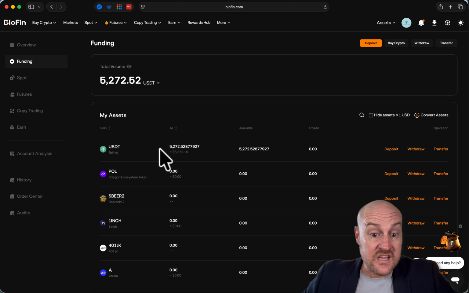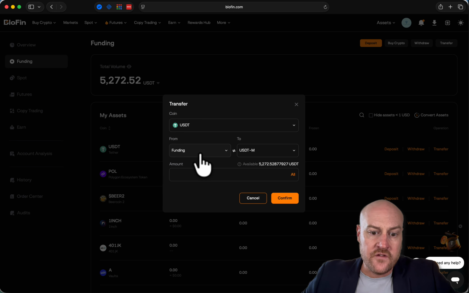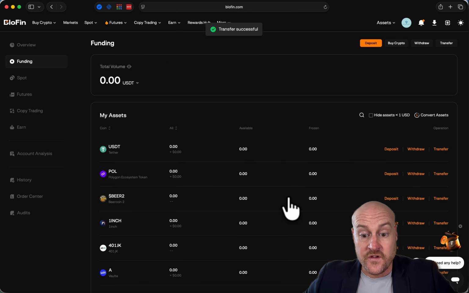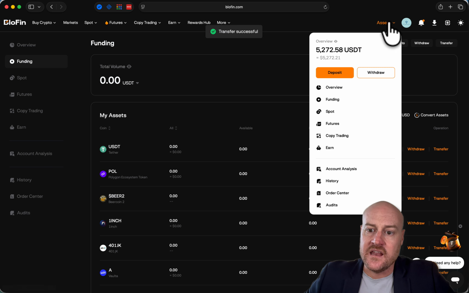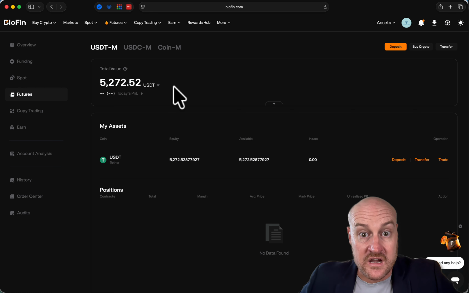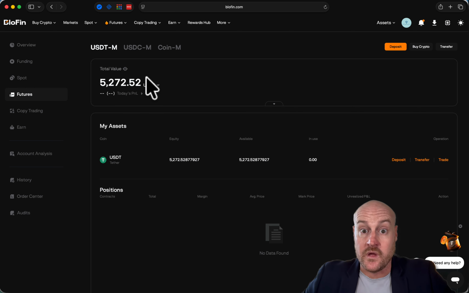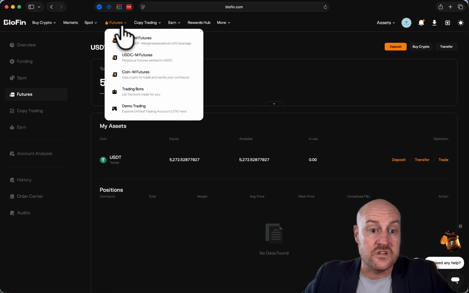So it's simple. You can see here my balance is in USDT and I just hit transfer. Now it's going from funding across to USDT-M, and I'm just going to click all to make it really simple. Hit confirm. Bosh, it's done. Go back to assets. Now I click on futures, and what you will see there is that the funds are now in my futures trading account, meaning I am now ready to go forth and use leverage in my trading, because that's the way that I trade, managing my risk at all times.